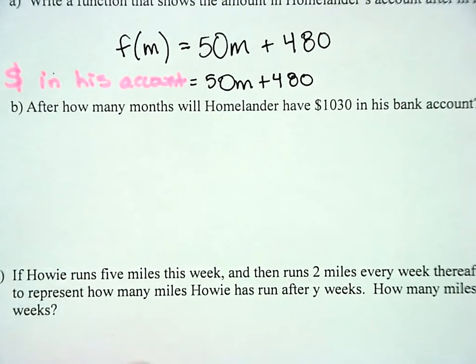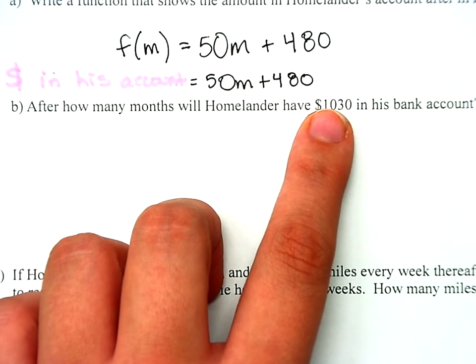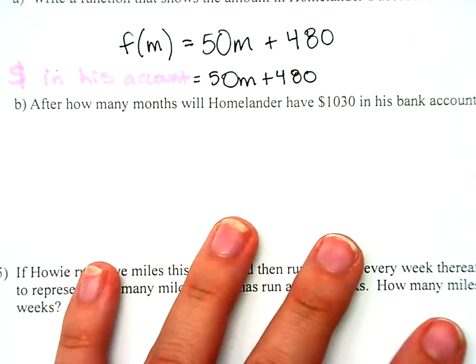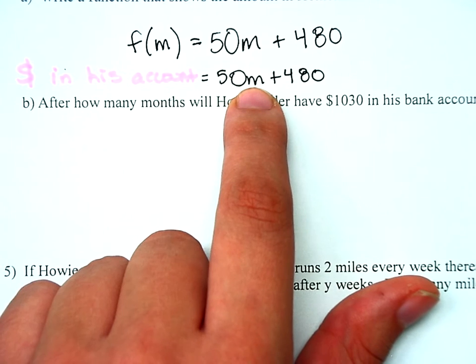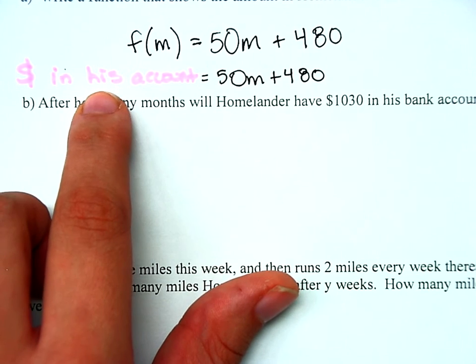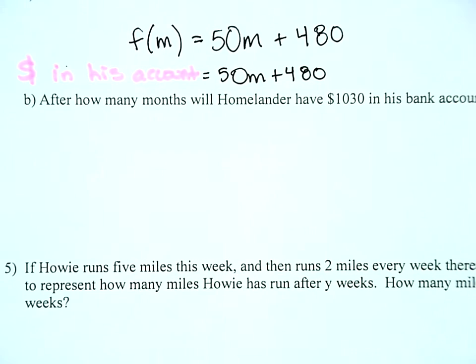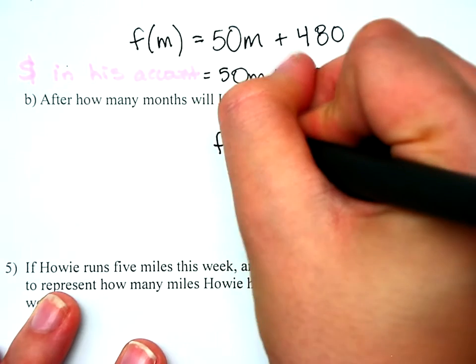Okay, so let's use this to find out after how many months Homelander will have $1,030 in his account. So I need to think about, does this amount go in for m, the number of months, or does this go in for the money that's in his account? Think to yourself, and then I'll tell you in just a moment. All right, so I'm going to write my function.